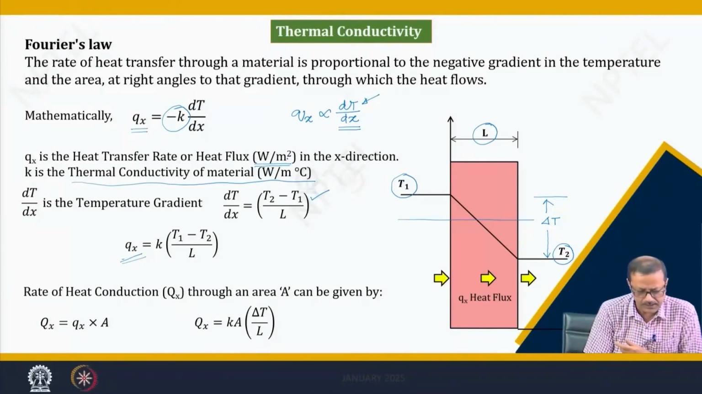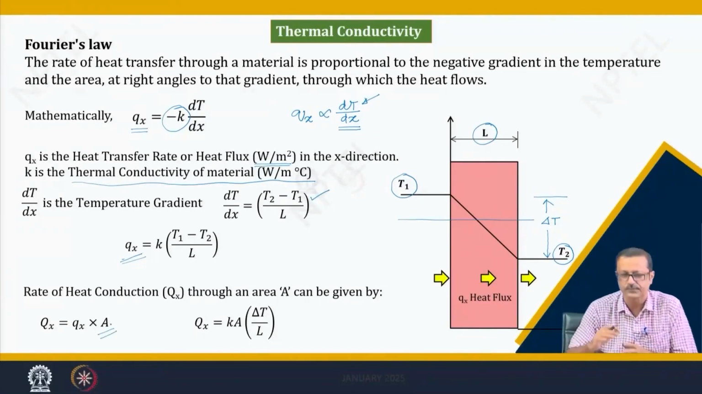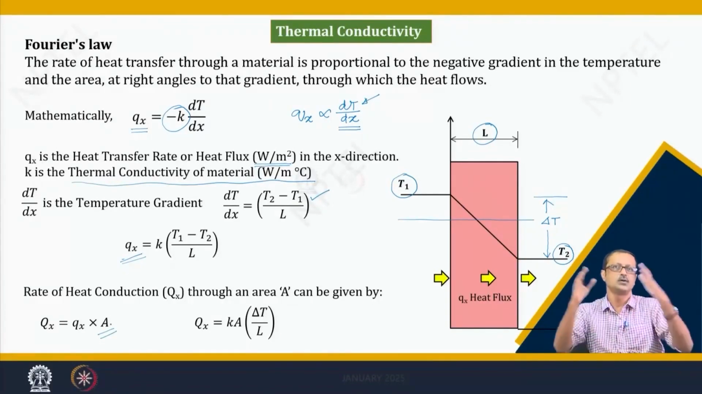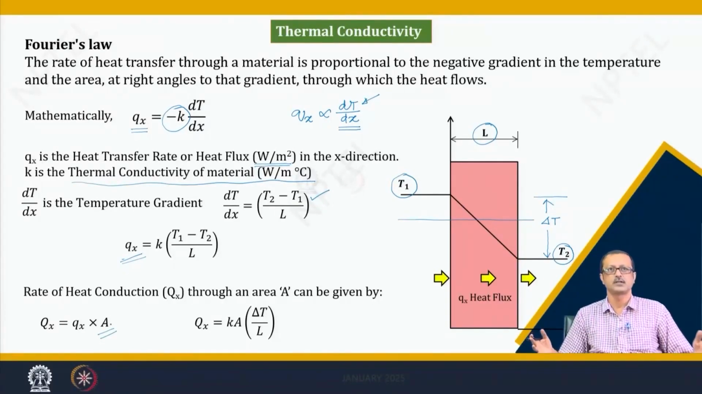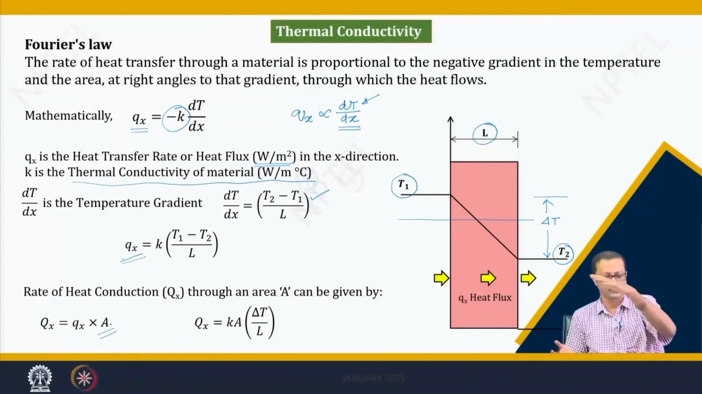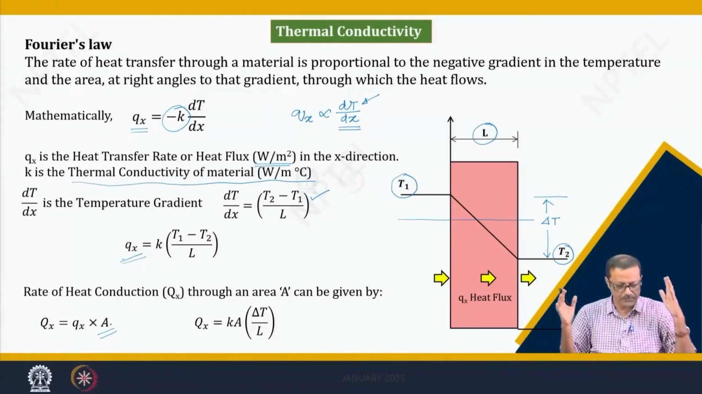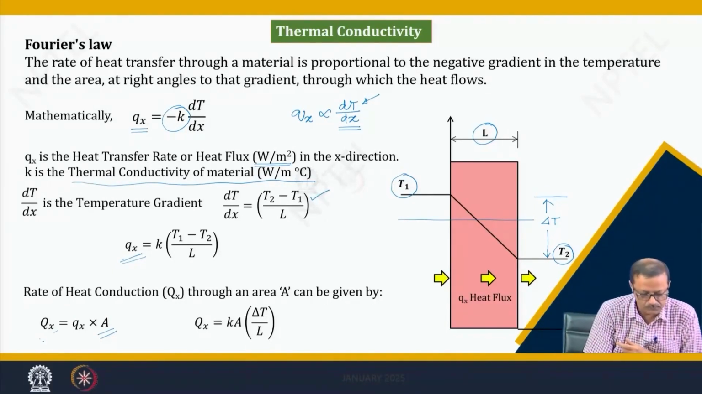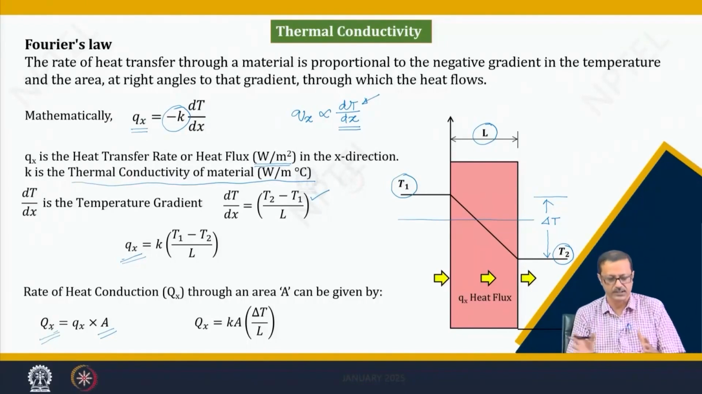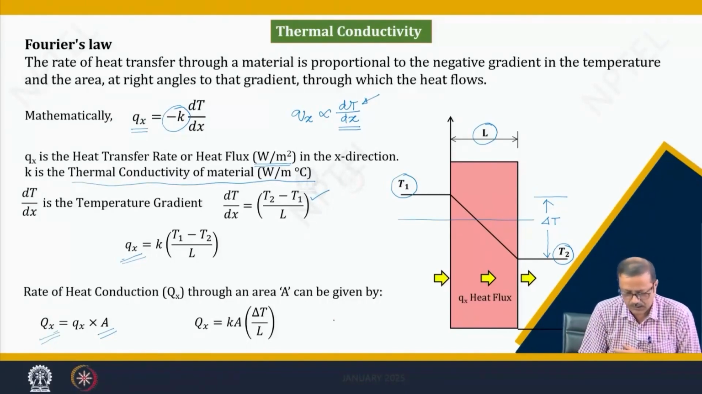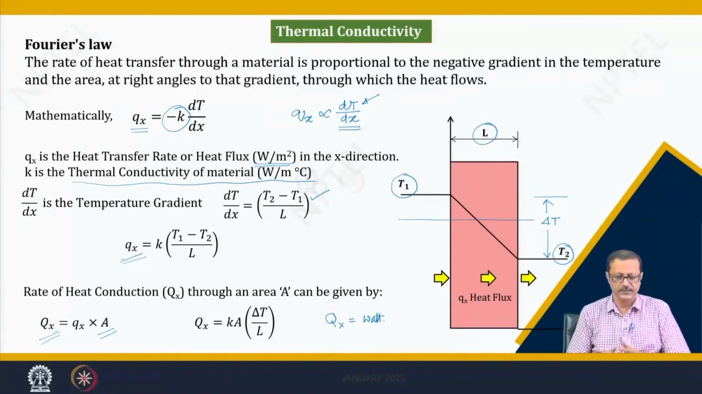Now, if I multiply that Qx by A, the total area, instead of 1 meter square area, the whole area, if I know the width of that object, the height or length of the object. So I know that particular area, how much total heat is entering by the conduction method, and this capital Qx will be in watt, because I have already multiplied with the meter square. So this is the first fundamental that we should understand.